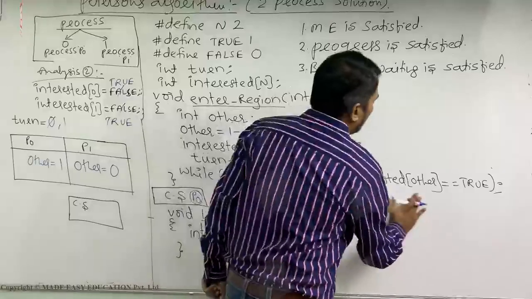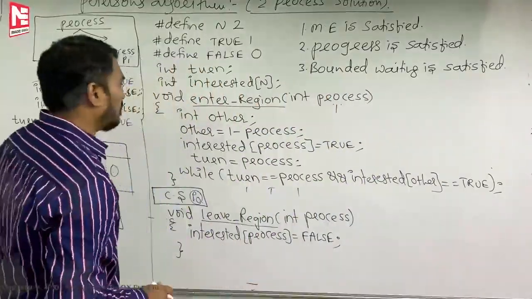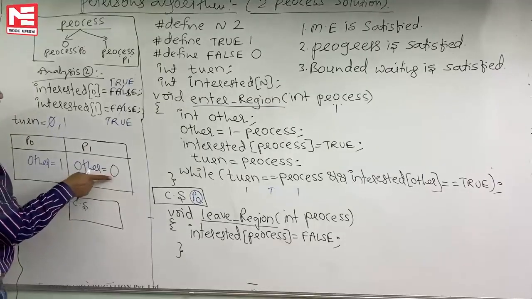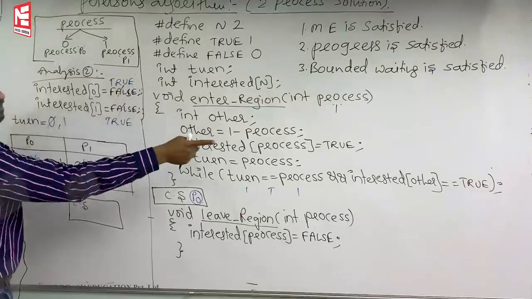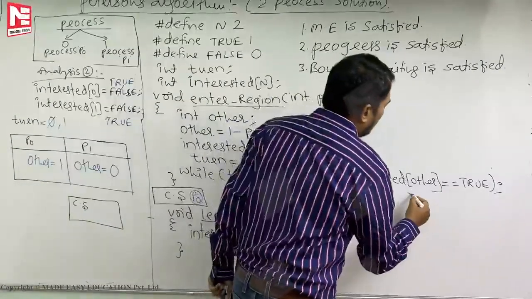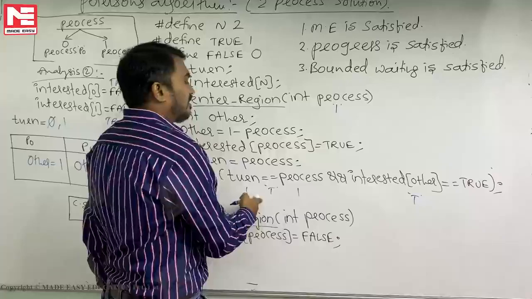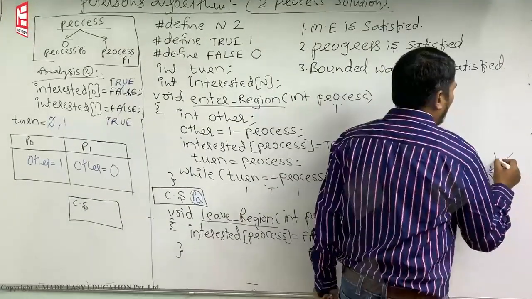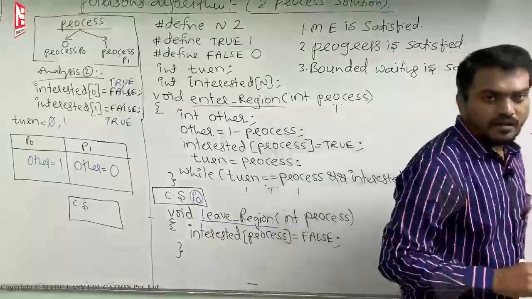And interest of other, listen carefully, for P1 what is other? For P1 what is other? 0. So interest of 0 equal to true. Now look at here, interest of 0 equal to true, true or false? True. So this is true and this is true. The entire condition is true. Now P1 will stop here. P1 will stop here.